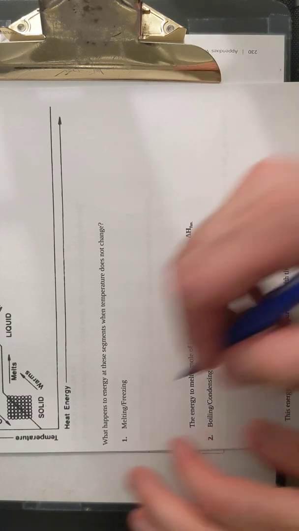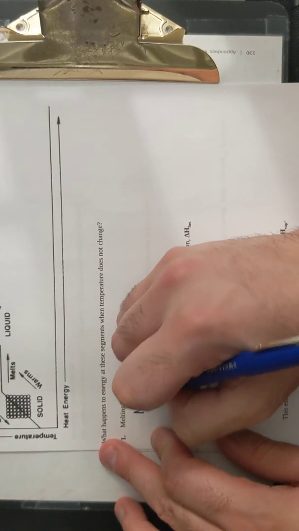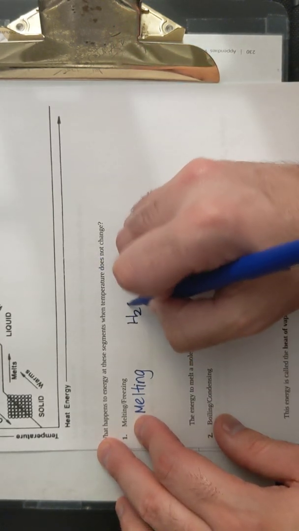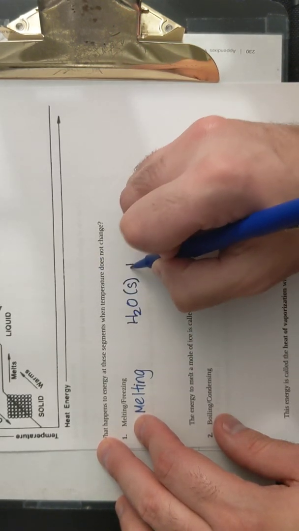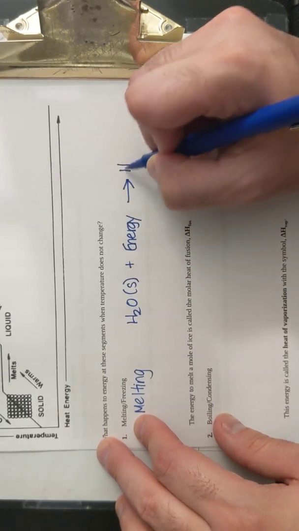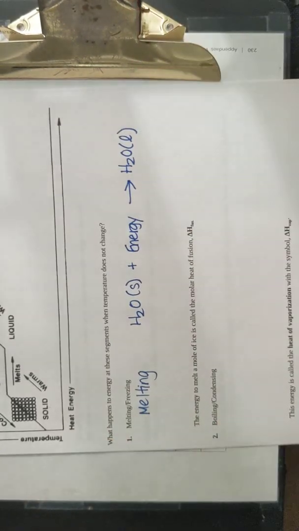Melting and freezing. Let's talk about melting. Melting is going from a solid to a liquid. H2O solid plus energy equals H2O liquid.